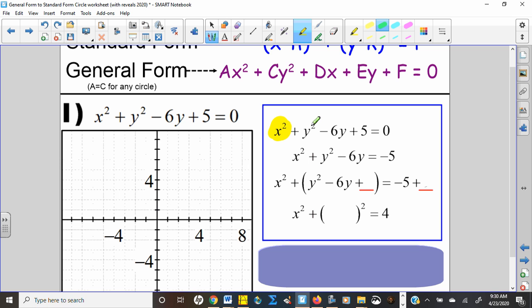The y's though, right? I have this y squared and this minus 6y, y squared minus 6y. And so I'm going to have to complete the square there. And so seriously, step one, and it's kind of already organized for you. The only thing you have to do is clear the 5 out, do this little dance, organize it, right? Now we complete the square.